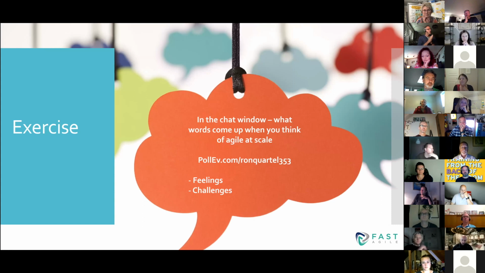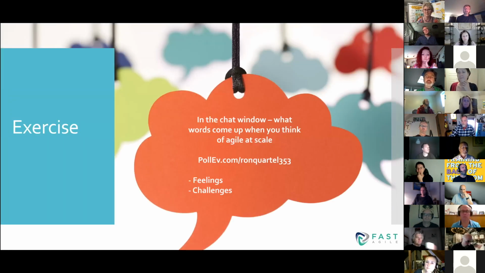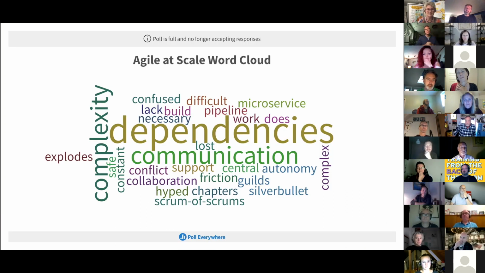I've got a tool called Poll Everywhere. I want you to put in this word cloud, what are your feelings and challenges around Agile at scale? Oh, that's great, someone's already populating there. Yeah, untested technology. I think we did okay though, given it could have gone a lot worse.